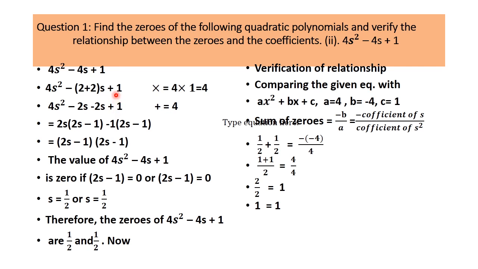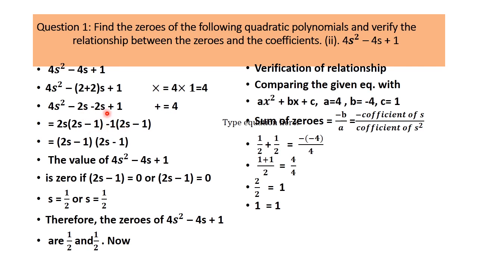When we open the bracket, we get 4s square minus 2s minus 2s plus 1. Now we will take common from these two terms, 2s is common, so here we are left with 2s minus 1. This whole term will come out, and here we are left with 1.